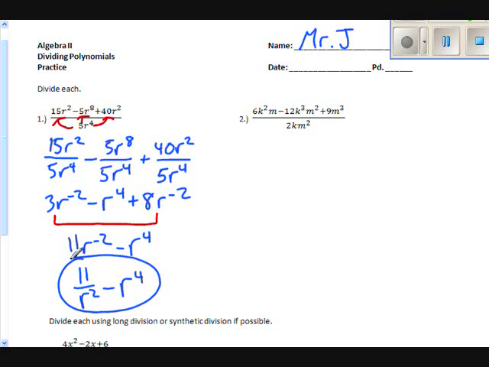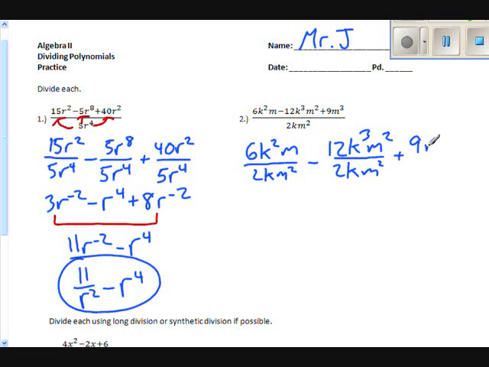If I look at the next one, I'm doing the same thing. I'm dividing each term by the monomial. So when I do that, I'm going to write out this intermediate step. You don't have to write out this intermediate step, but it helps to keep things organized and helps us not make silly little mistakes here and there, especially with this last term.